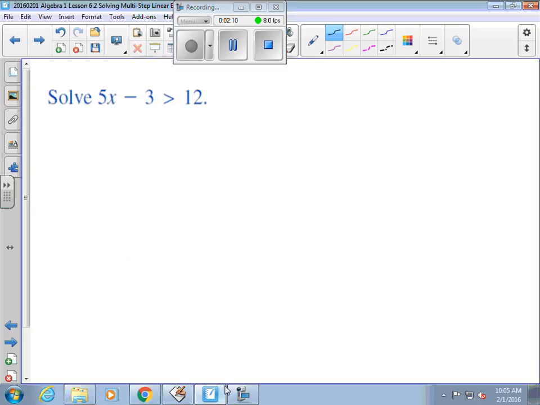On the back, everybody, let's try this one. 5x minus 3 is greater than 12. Get x by itself. Undo your order of operations backwards. Take 30 seconds.